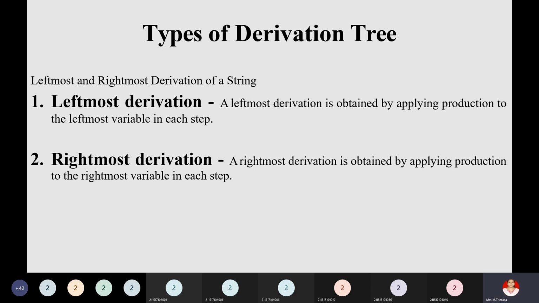In the derivation, if you choose the rightmost non-terminal to derive any string, then that is called rightmost derivation. Clear?